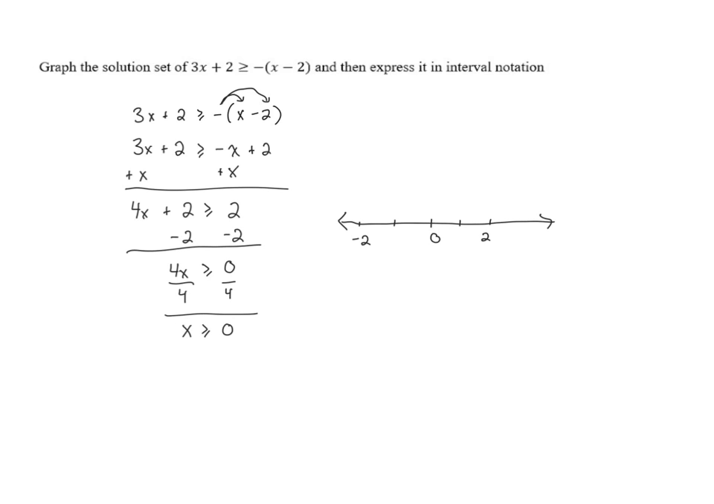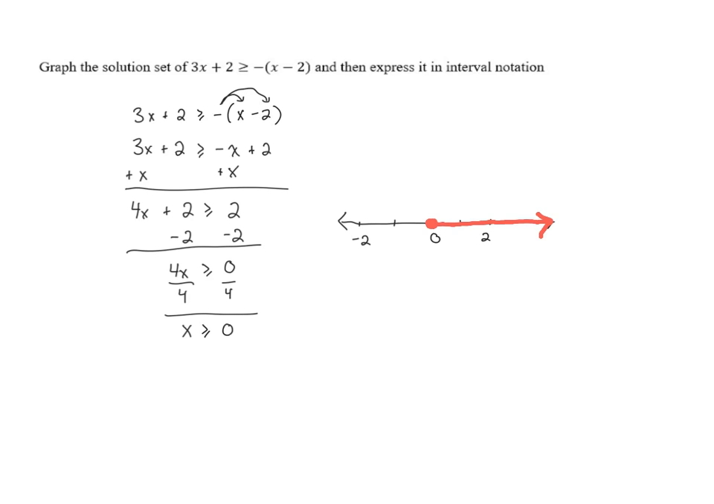Because x is greater than or equal to 0, that equality portion, the equals to part, means that we're going to have a closed circle at 0. And then since x can be greater than or equal to 0, that means we're looking at larger numbers, so we're shading to the right. So our graph is going to look like this.